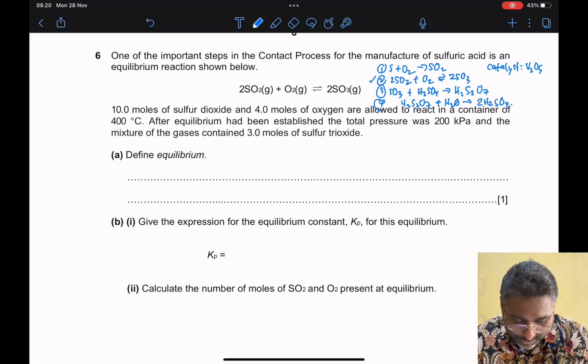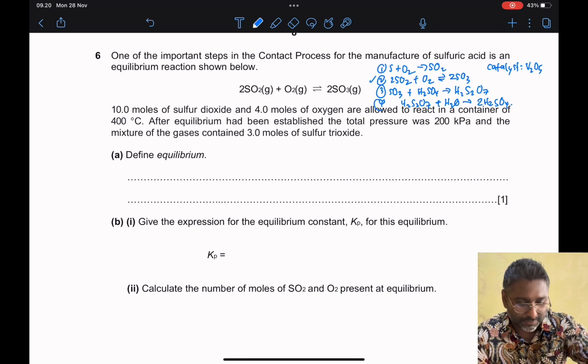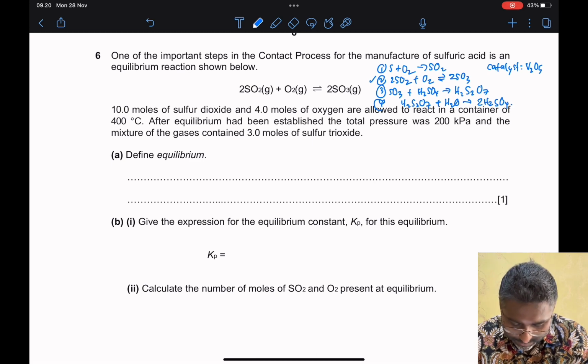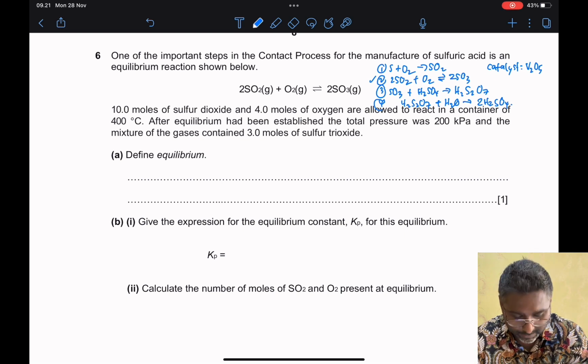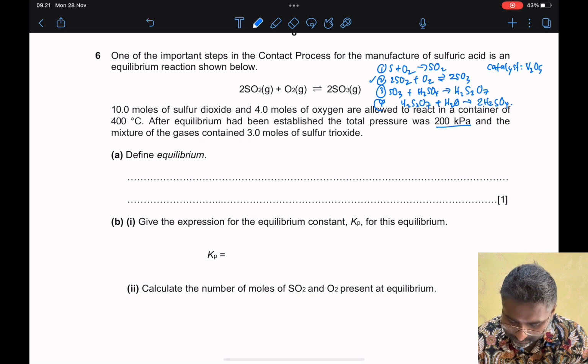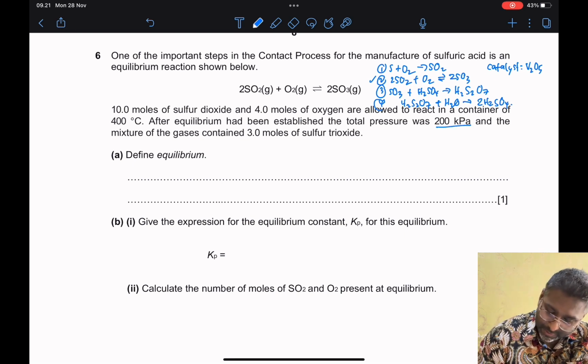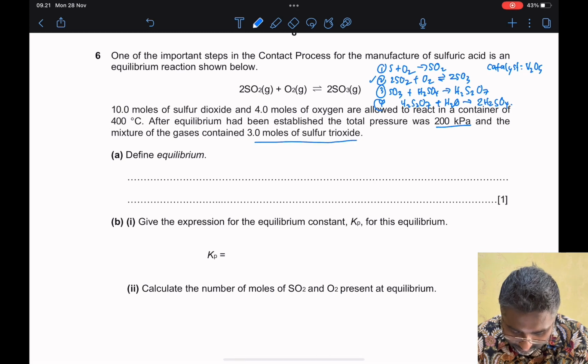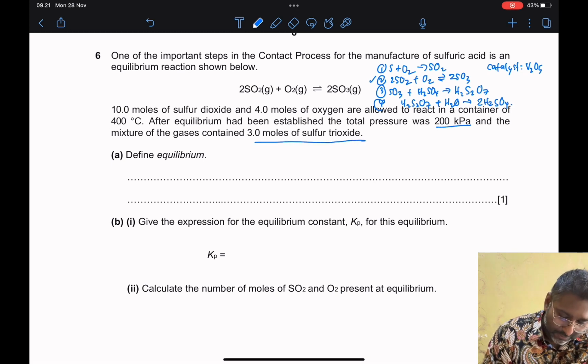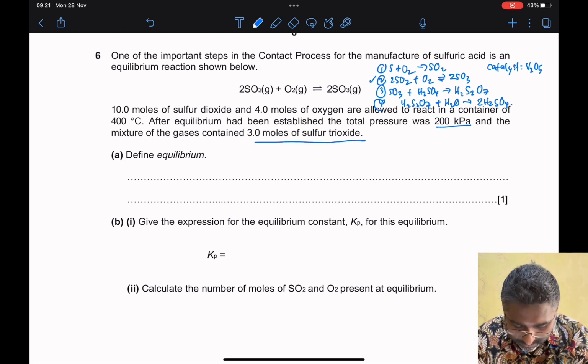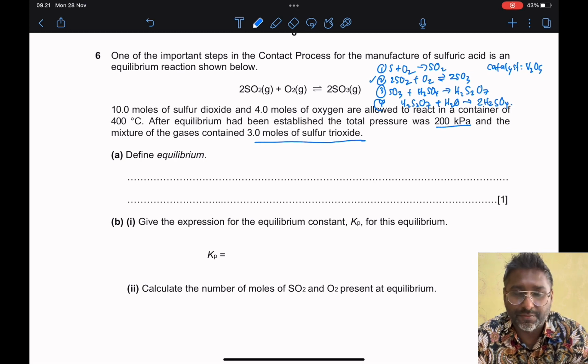Now, you have 10 moles of sulfur dioxide and 4 moles of oxygen allowed to react in a container at 400 degrees Celsius. After equilibrium has been established, the total pressure was 200, and the mixture of gases contained 3. Later when we calculate, we will use this information.